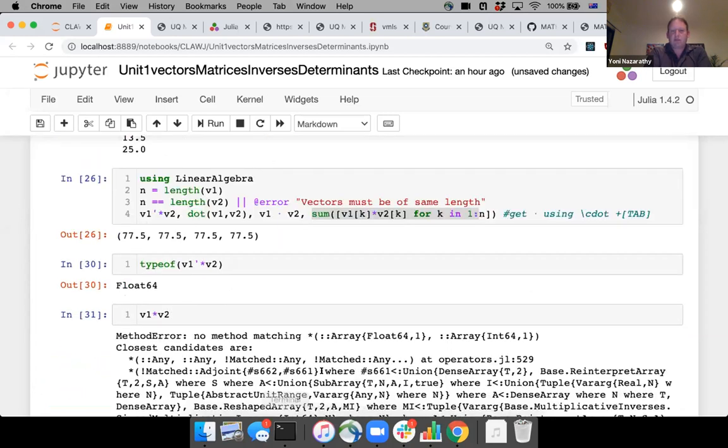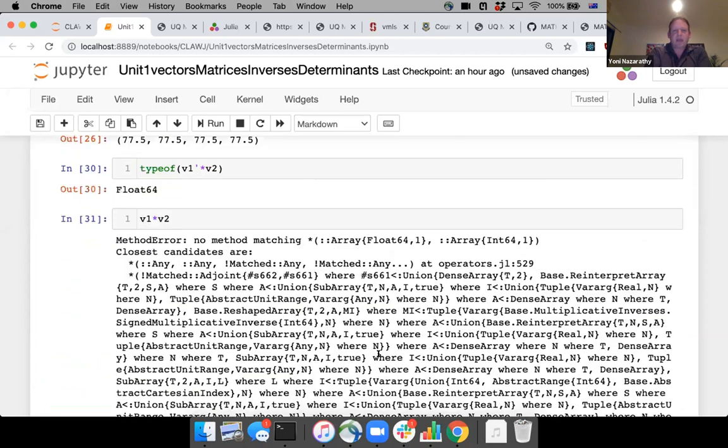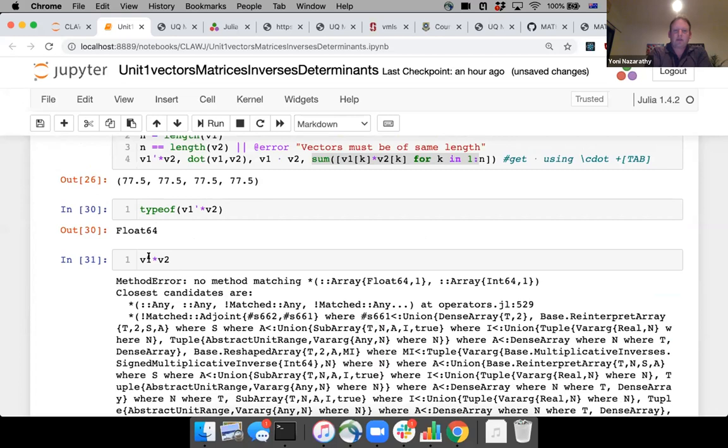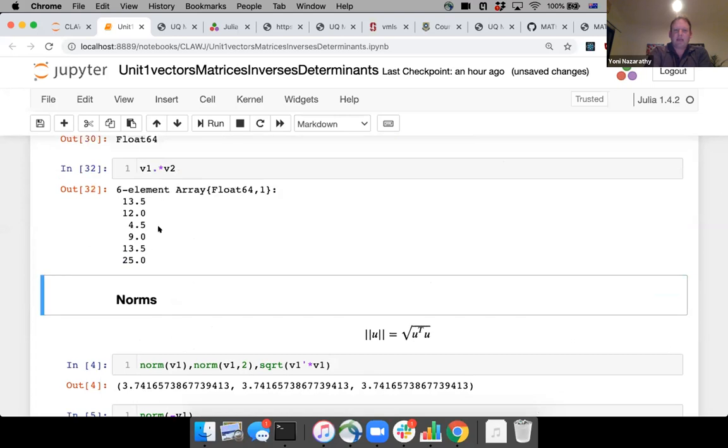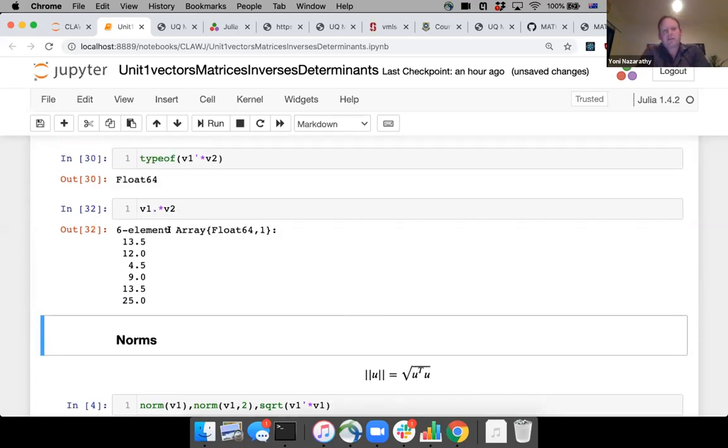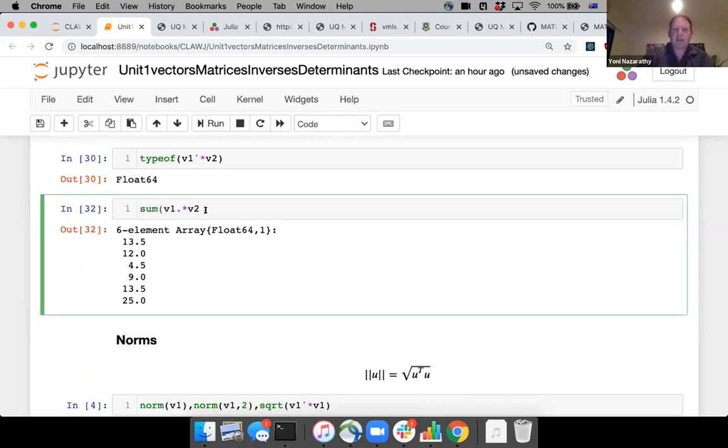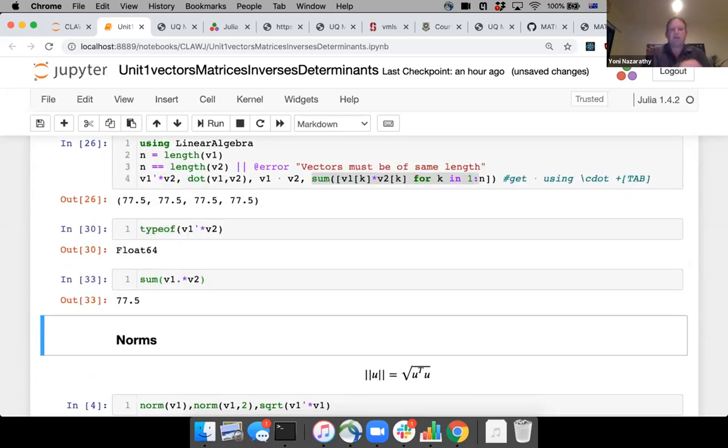You get all these errors. But you can do a dot times, and that would be an element-wise multiplication of V1 and V2, okay? Funny enough, a different way to implement the inner product is to do the sum of V1 dot times V2, okay? So that's also in MATLAB, this dot times or dot plus.